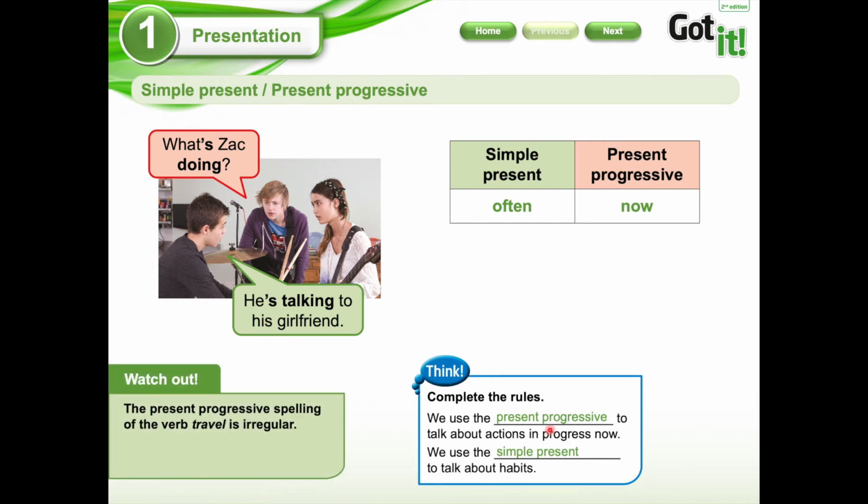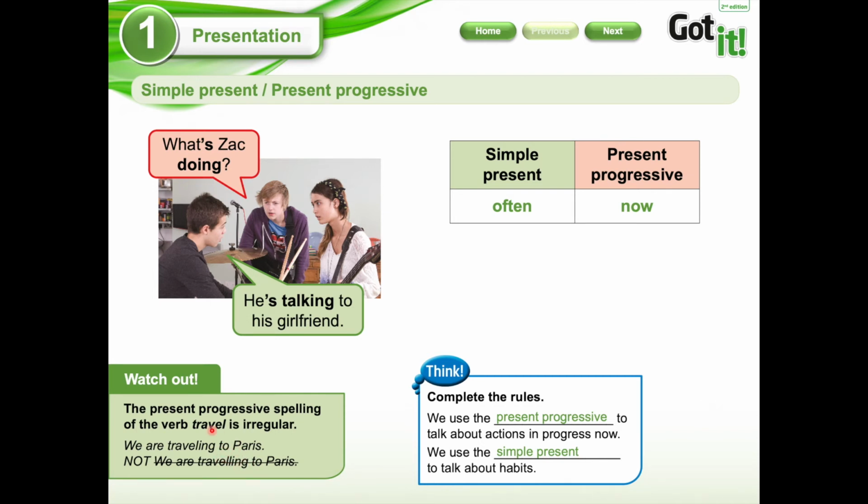Then we have a warning, okay? Watch out. The present progressive spelling of the verb travel is irregular. We are going to see the example. The example says, we are traveling to Paris. Pay attention that you have here double L. For that reason it is incorrect.